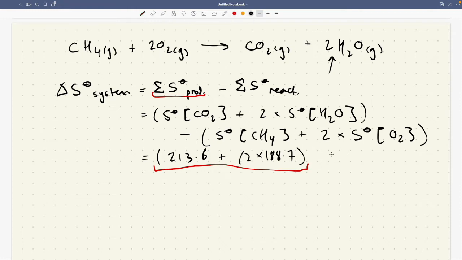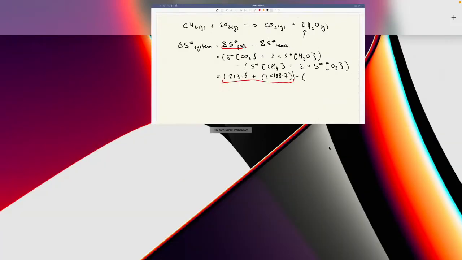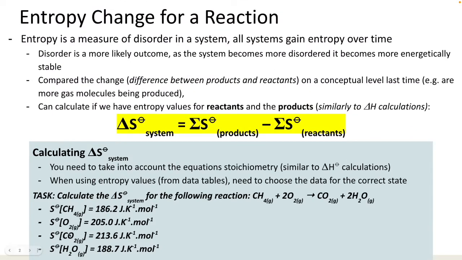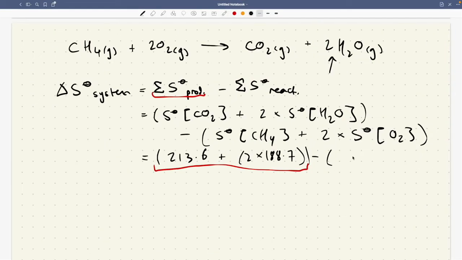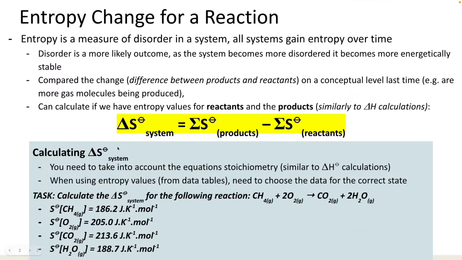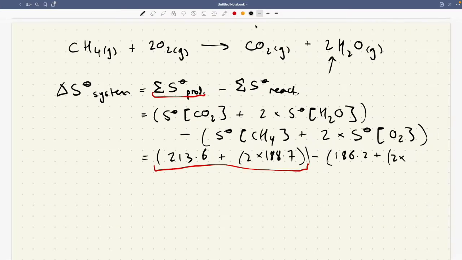And what we're going to do is subtract that from the sum of the entropy of our reactants, which we said was the entropy of methane. Entropy of methane being 186.2. And then the sum of, with the 2 lots of oxygen, we have 2 times 205.0. And that there, if I get a different color, maybe something a bit different than orange, it's a bit close to red, let's get a lovely purple going. That is the sum of the entropy of our reactants there.